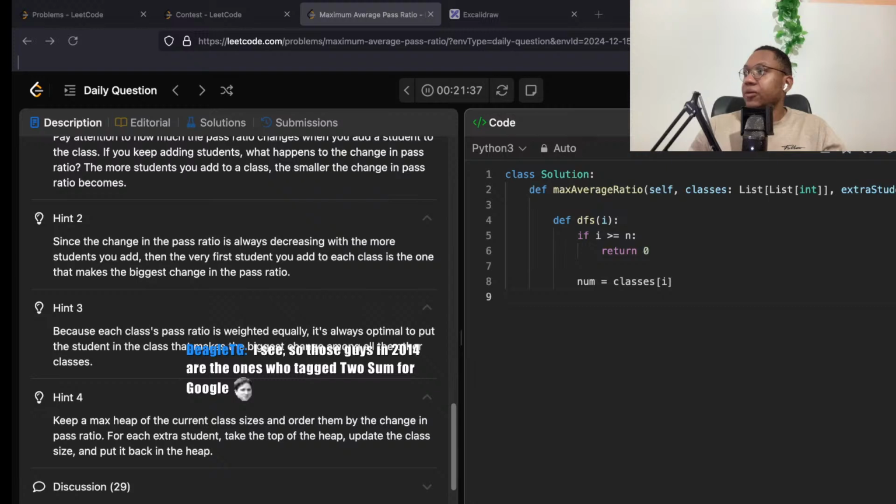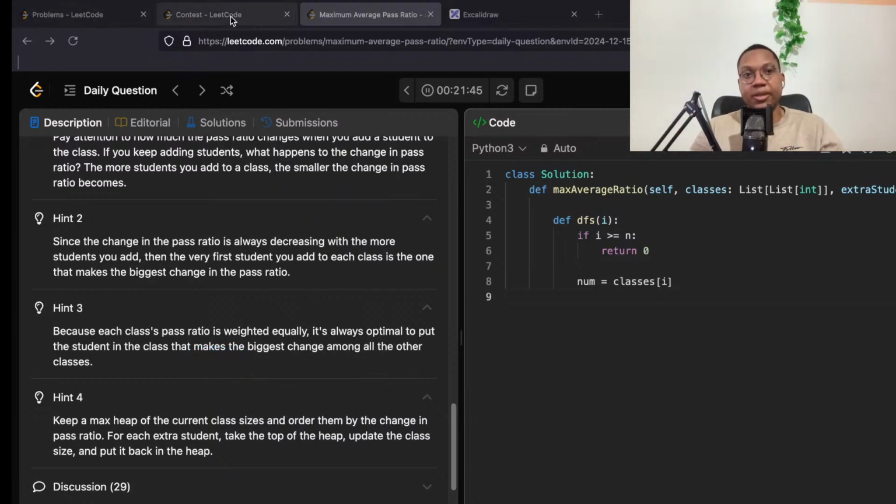Quants don't ask much Codeforces either, at least in the big firms. Apparently they do, actually. That's what I heard, is that they ask pretty hard problems. They don't ask the hardest Codeforces problems, but they do ask hard LeetCode problems for sure. But they're not super, super high. But I heard that the HFTs, high frequency trading firms, ask some pretty hard ones. Yeah, I see. So those guys in 2014 are the ones who tagged Tucson for Google. Yeah.